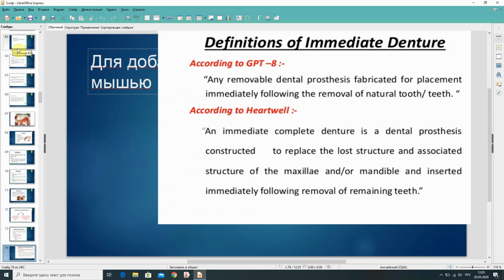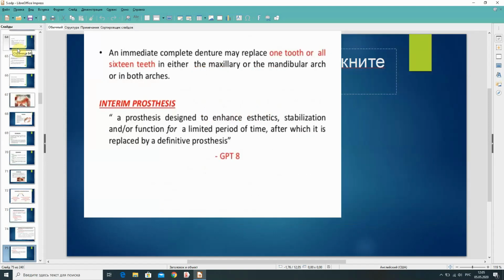Definitions of immediate denture. Any removable denture prosthetic fabricated for placement immediately following the removal of natural teeth. An immediate complete denture is a dental prosthetic constructed to replace the lost structure and associated structures of the maxilla or mandible and inserted immediately following removal of the remaining teeth. An immediate complete denture may replace one tooth or all 16 teeth in either the maxillary or the mandibular arch or in both arches.